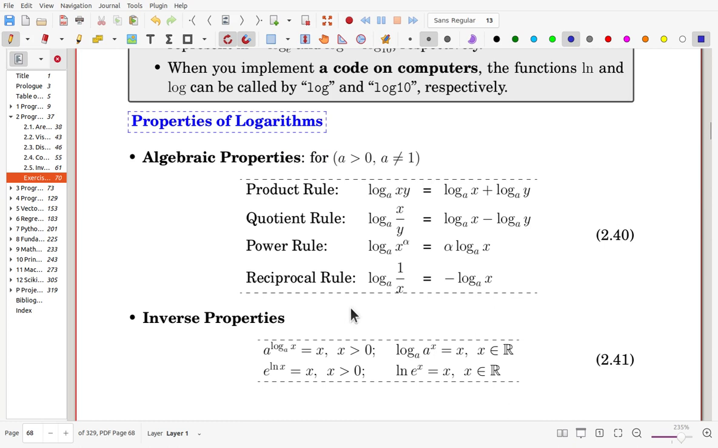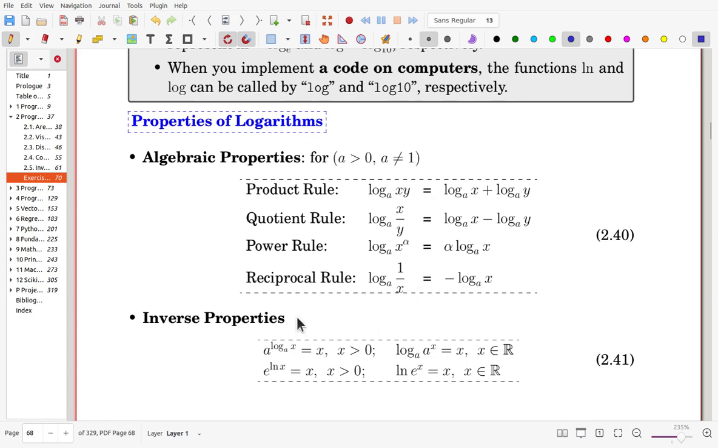Here we have properties of logarithms: product rule, quotient rule, power rule, and reciprocal rule. I believe you learned this from high school, so just read once and you can memorize these rules.